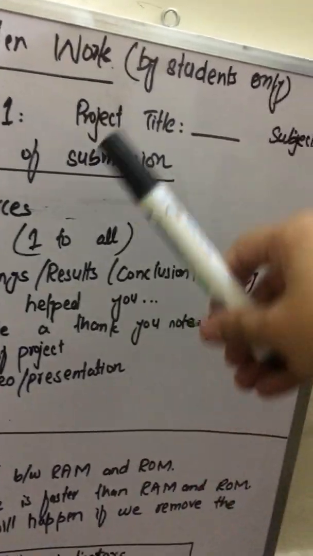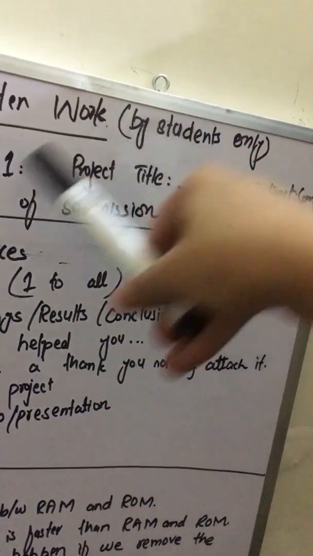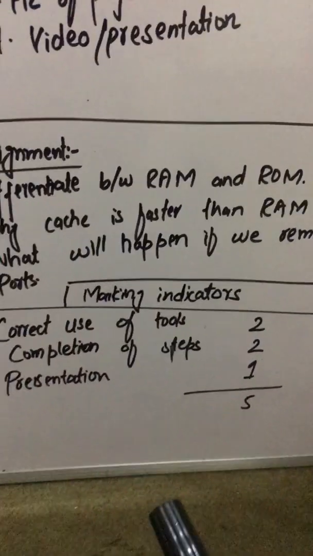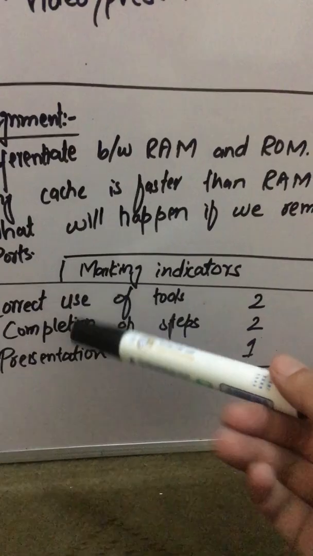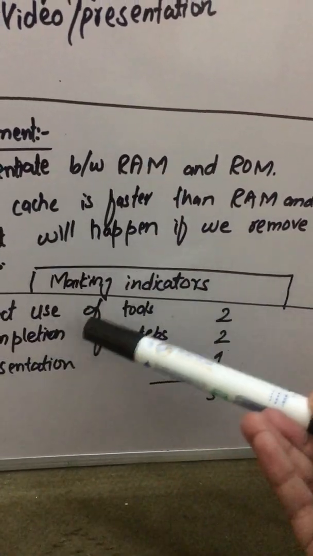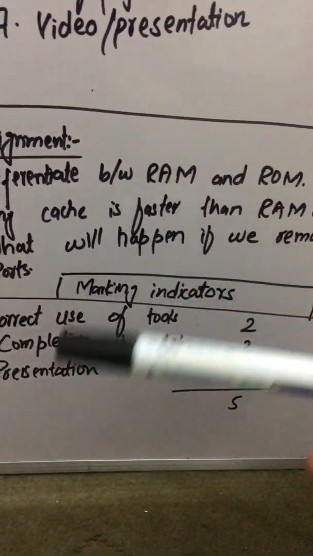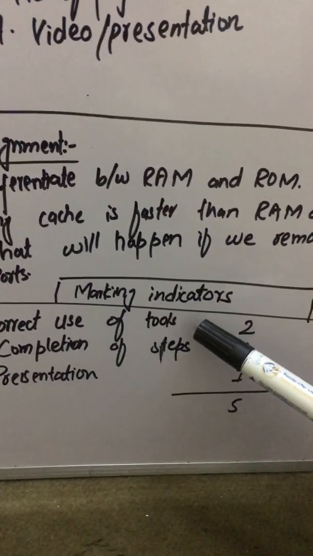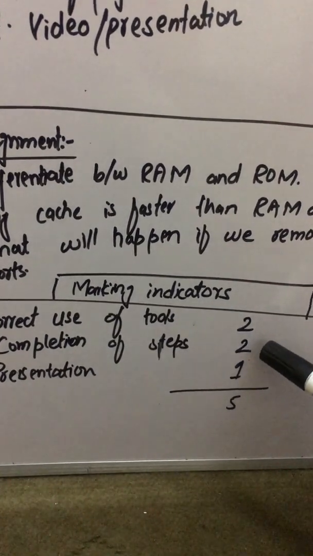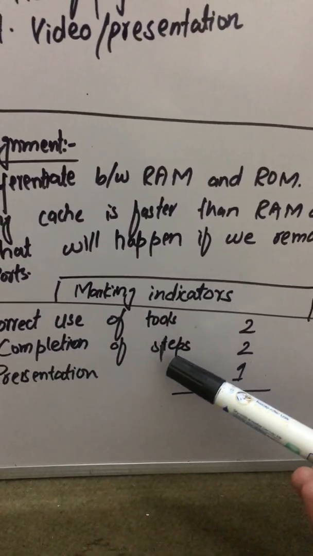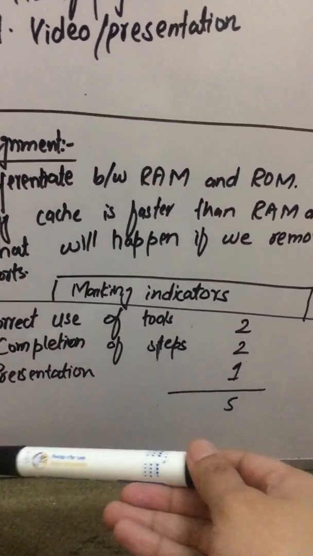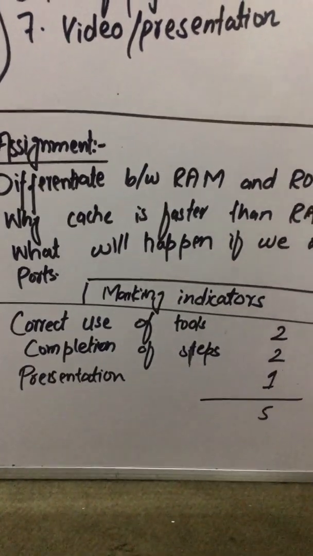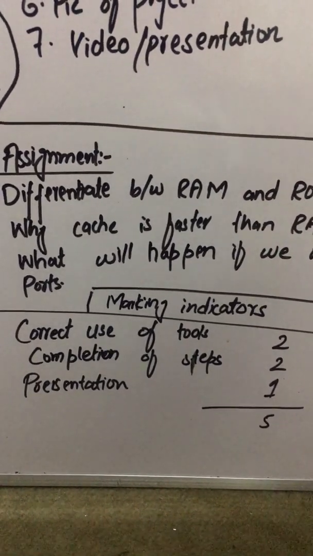Then you have to complete all these things and submit your project. Then there are some marking indicators regarding your project. Remember that these marking indicators are only for computer science. I will give you 2 marks if you use the correct tools. I will give you 2 marks if you have completed all the steps, and 1 mark will be for the presentation. So overall it is a 5 marks project. I hope the project is clear to you all.